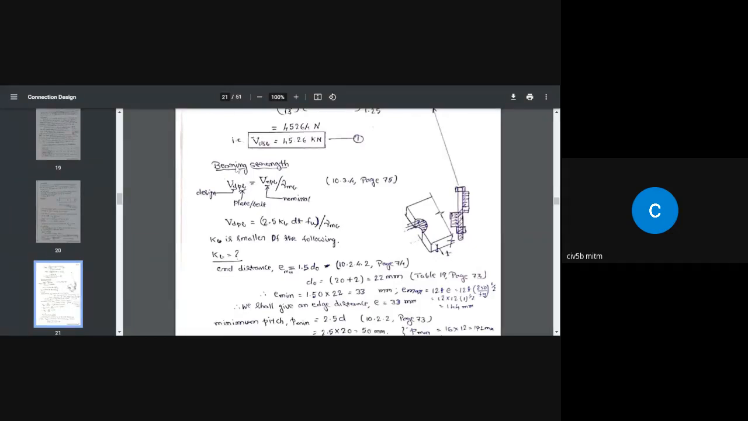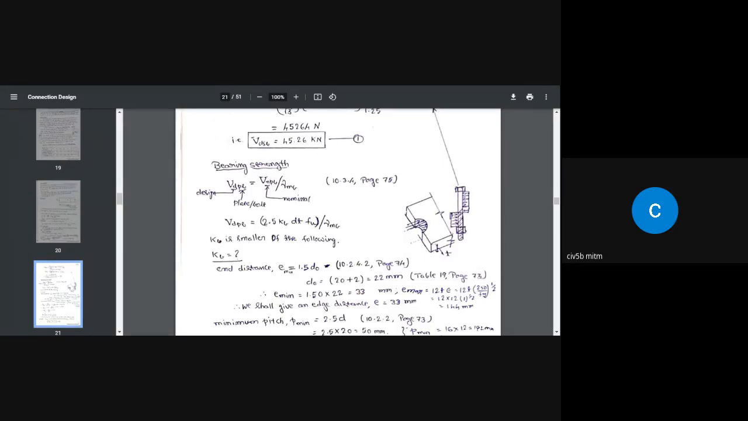Again, go to page number 75, go to 10.3.4 in the second column. Okay, are you on that page, page 75? 10.3.4 in the second column, it says bearing capacity of the bolt. So the formula says VDPB equal to VNPB divided by gamma MB. So what is VNPB? VNPB equal to 2.5 kb d t Fu. That is there, just below that line. So gamma MB equal to 1.25. You got this value from table 5 on page 30 of the code book.